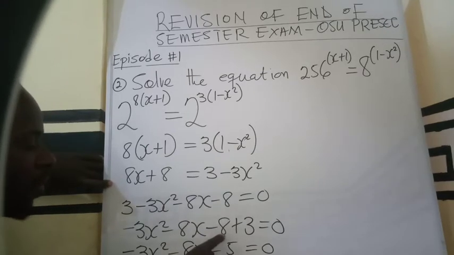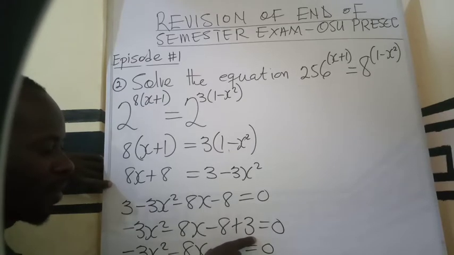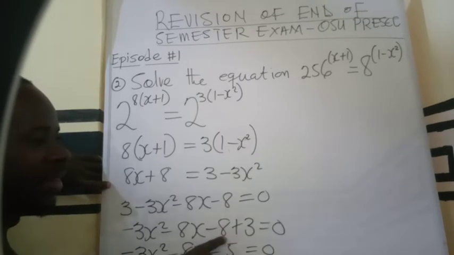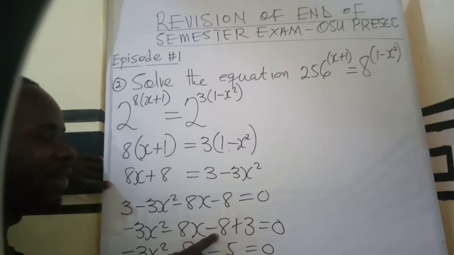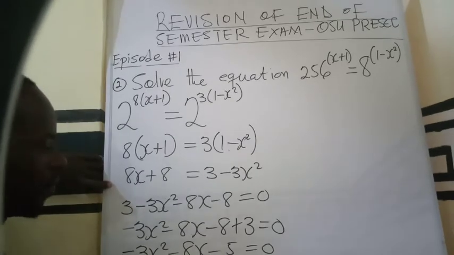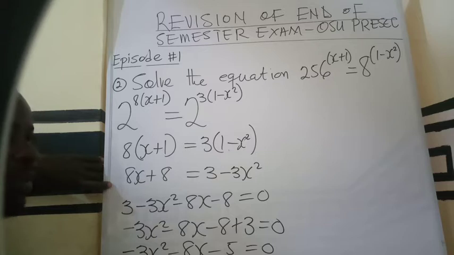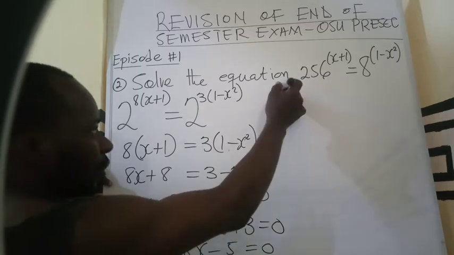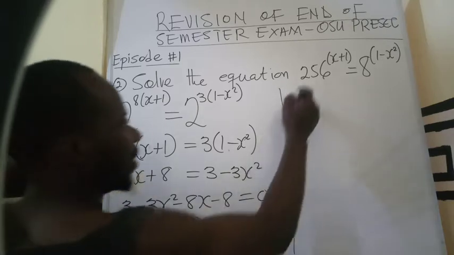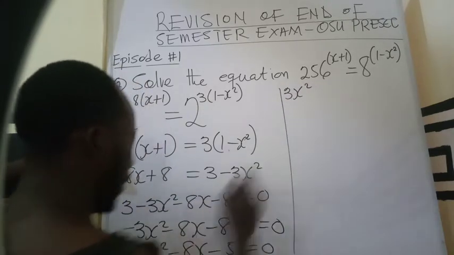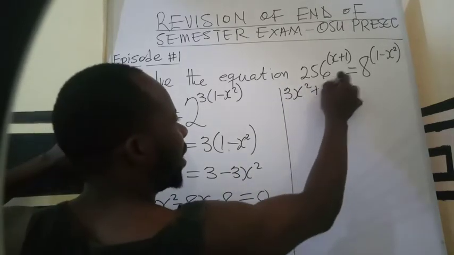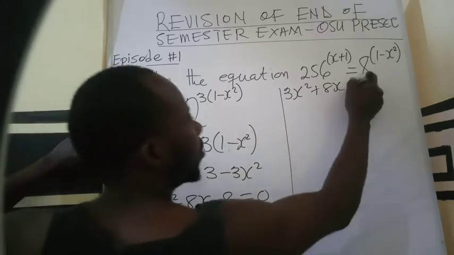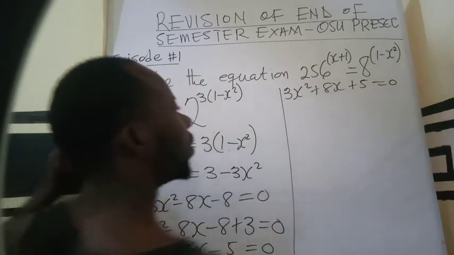Why minus 5? We are having minus 8 plus 3. Or it is 3 minus 8. Since the 3 is less than 8, we get a negative value. So we can rewrite this by multiplying both sides of the equation by negative 1. If we do that, then that will give us 3x squared plus 8x plus 5 equals to 0.